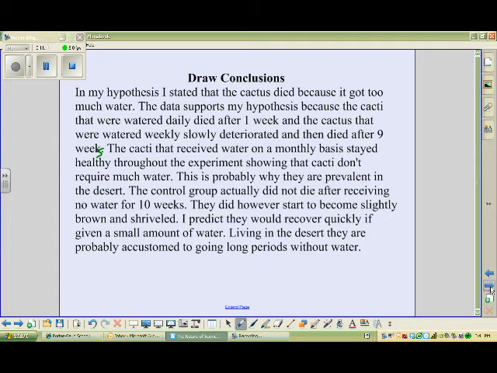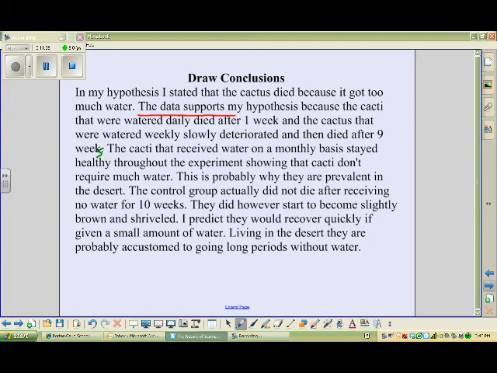So once we have analyzed the data, this is where we go back and we try to answer our question or write an answer to our problem. So we wanted to know why the cactus died. And our hypothesis, we said that the cactus died because it got too much water. So in your conclusion, you're going to need to revisit your hypothesis. So here I say, in my hypothesis, I stated that the cactus died because it got too much water. And here, the data supports my hypothesis.